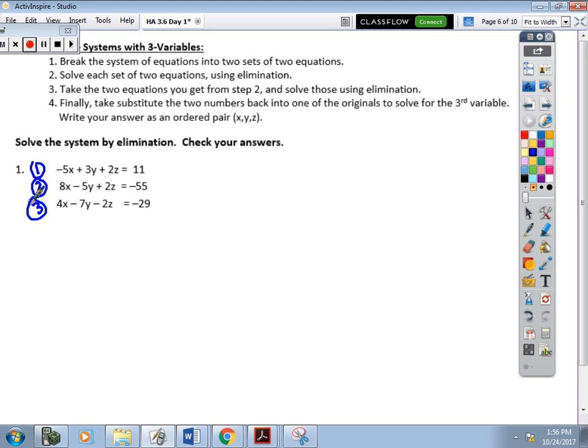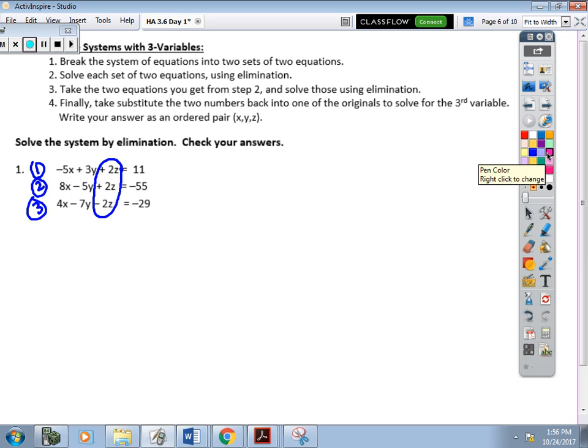Now, when we're looking at these, you do want to identify what variable you'd like to eliminate first. Which one looks like it would be the easiest to eliminate first? Z. Why? The coefficients are all 2 or -2, right? So we won't have to multiply by anything. Now, if you wanted to, you could multiply by something and get these to match, and you can do that. It's just longer. So I'm going to try and eliminate the z's.